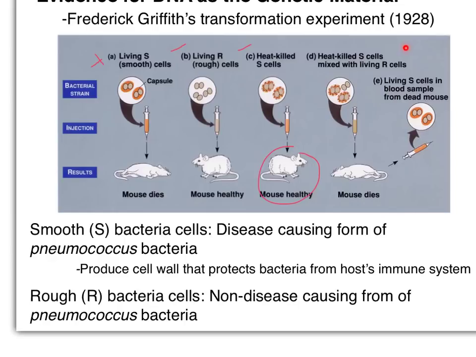Well, Griffith wasn't so sure, so he began to investigate what might have happened. He took a blood sample from this mouse and found living smooth cells inside the mouse.